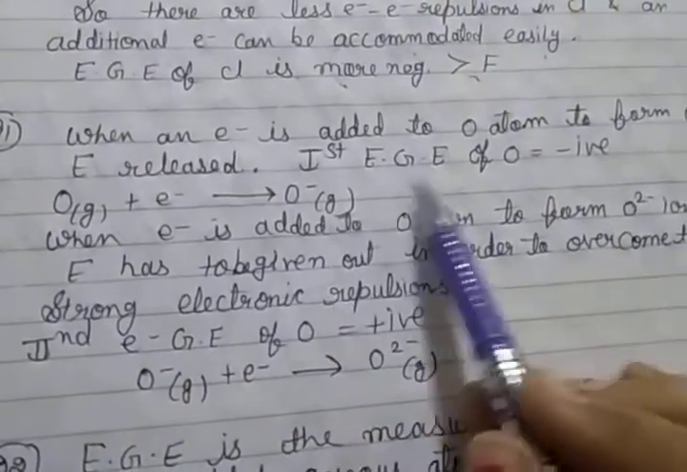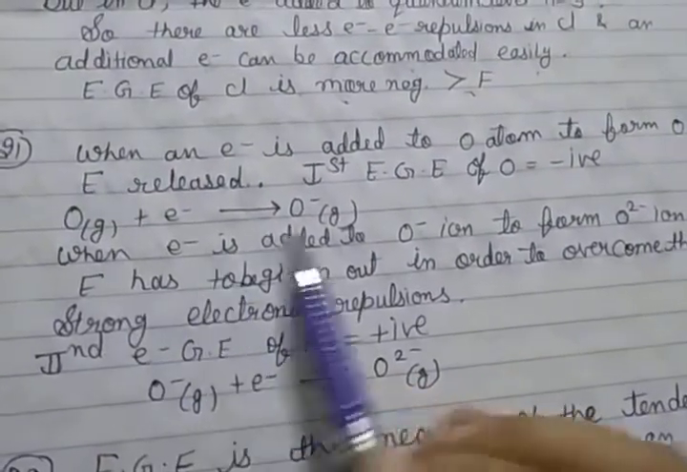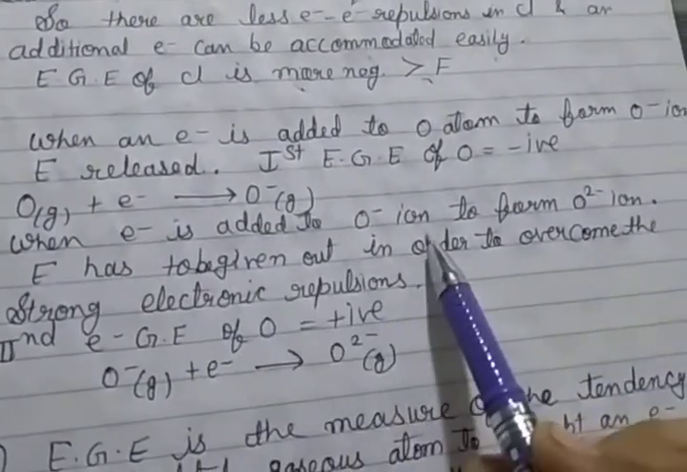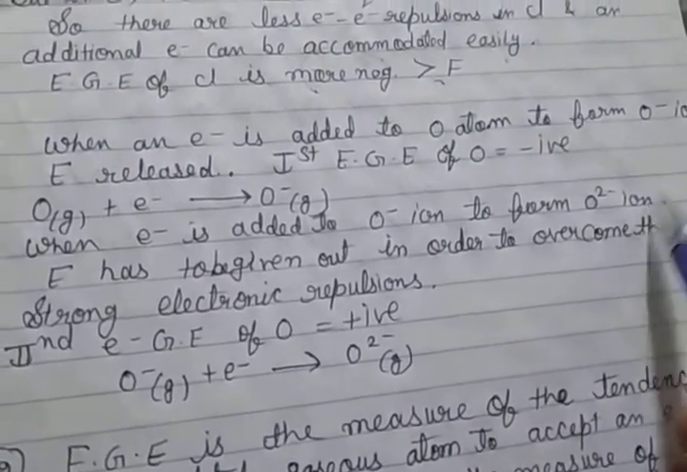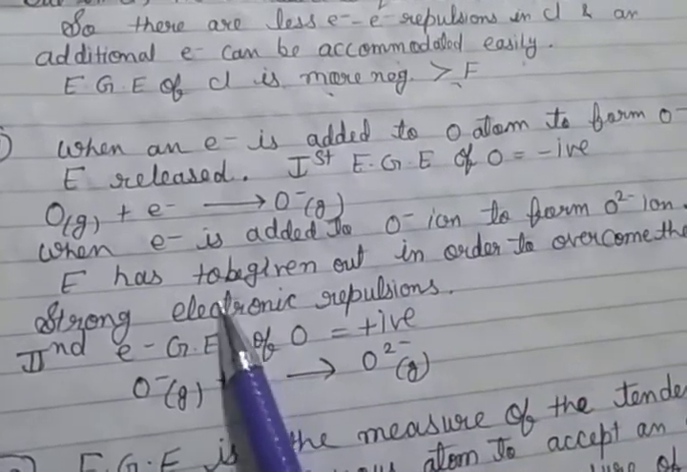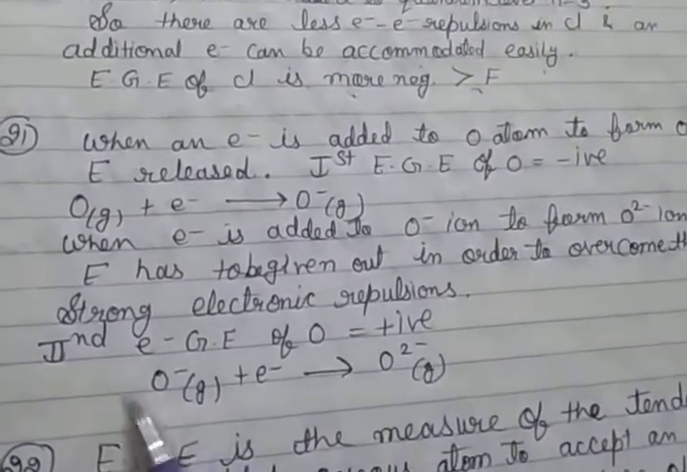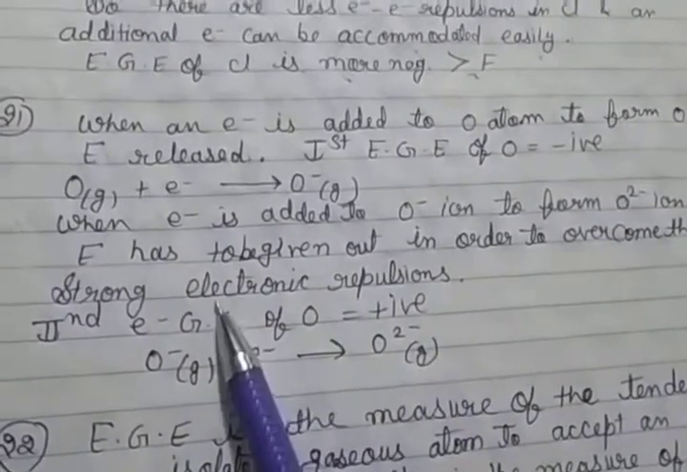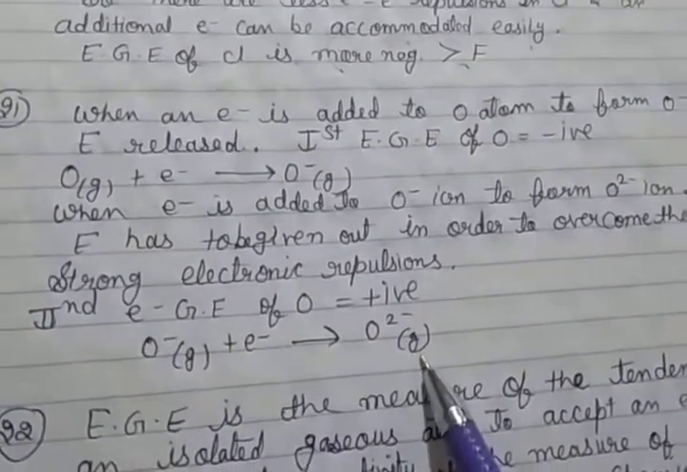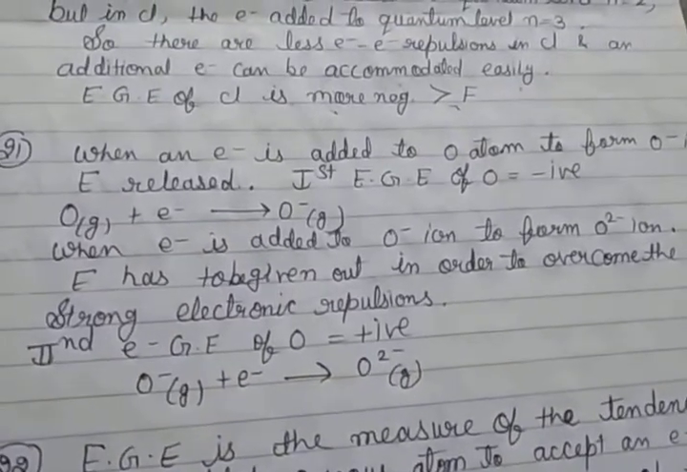So the first electron gain enthalpy of oxygen is negative, because on the first electron gain, energy is released, forming O minus. And when an electron is added to the O minus ion to form O2 minus ion, energy has to be given out in order to overcome the strong electronic repulsion, because first energy is released and the second one needs energy. So the second electron gain enthalpy of oxygen is positive because of strong electronic repulsion. O minus plus electron gives O2 minus gas. So it is positive, and the first is negative, for oxygen.